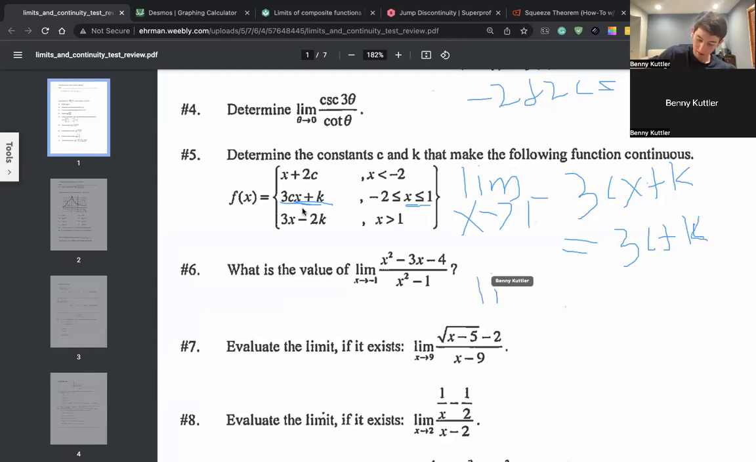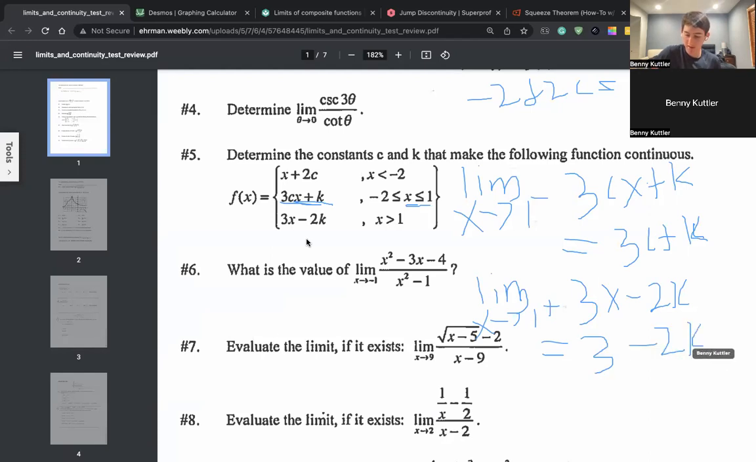And then the limit as x approaches 1 from the right, now we're going to use this function, because this is the function from the right, of 3x minus 2k. Now we plug in 1, we have 3 times 1 is 3, so 3 minus 2k. And we need to set these equal to each other, so we'll write that up here. And we'll get 3c plus k equals 3 minus 2k.